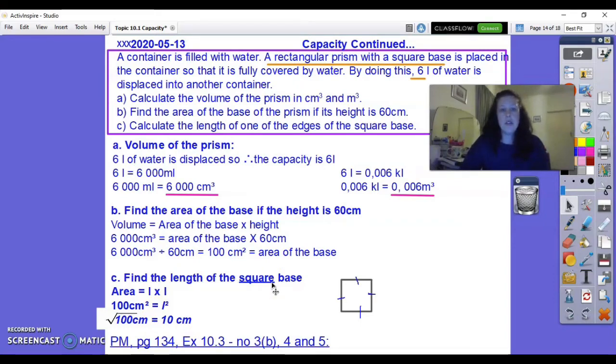Right, so what you need to do in your workbooks is take this example down, the purple block. You're going to write out the instructions A, B, and C, and you need to show me in full the calculations of how you get to each solution. After that, you're then going to do exercise 10.3, only number 3B, number 4, and number 5. So that's all your work for today.